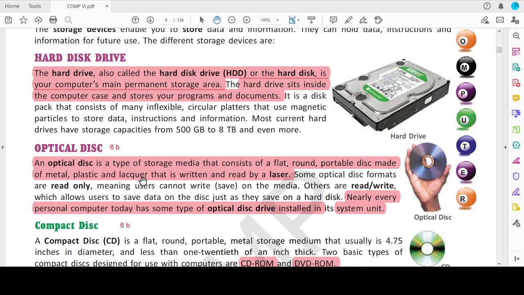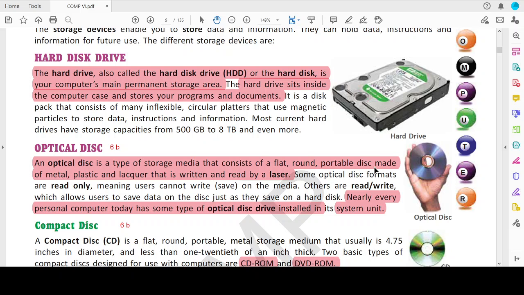Next is optical disks. An optical disk is a type of storage media that consists of flat, round, portable disks made of metal, plastic, and lacquer, and that is written and read by a laser.